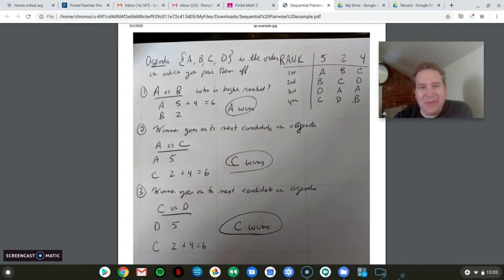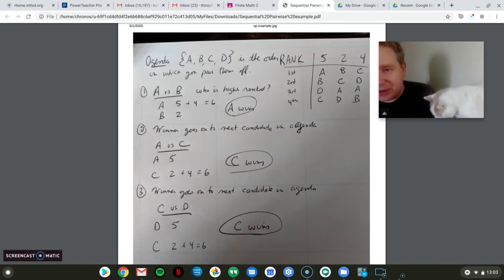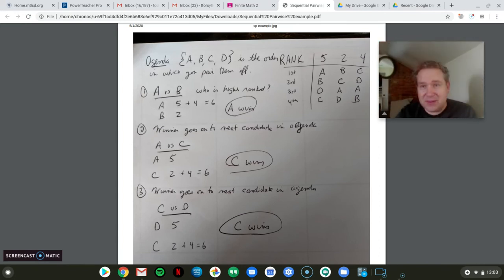I'm getting quarantine brain, I think, with my adding. This is Griffin. I guess he's decided to come and learn this too. He needs to learn a few things, to be honest.